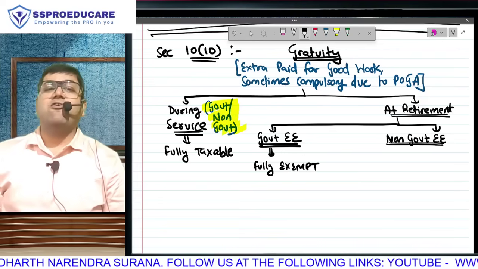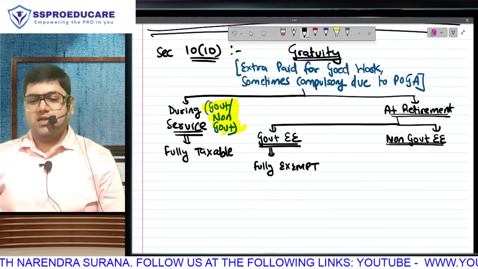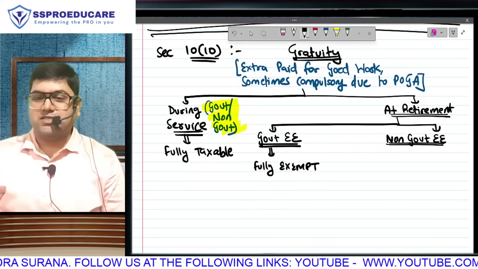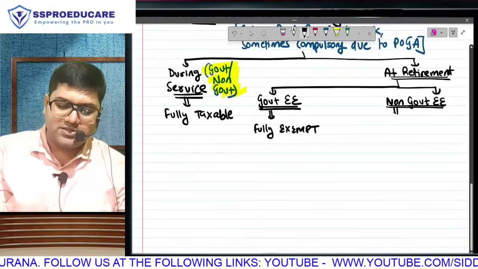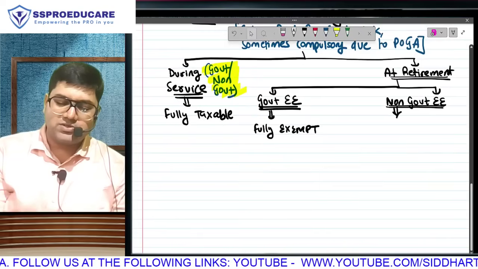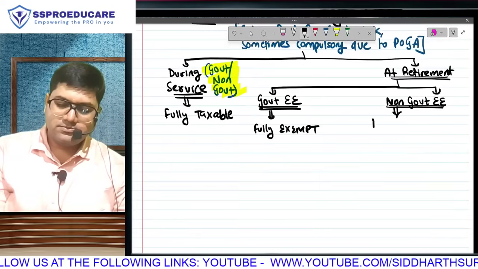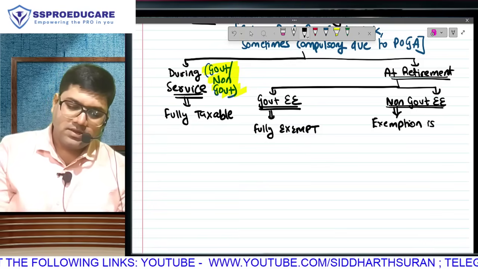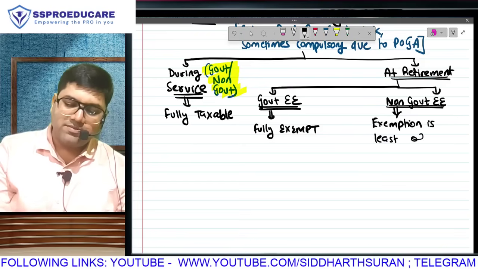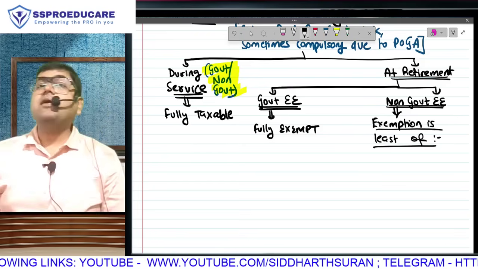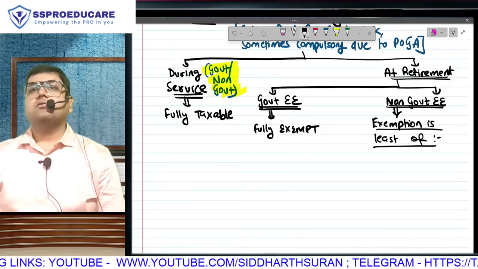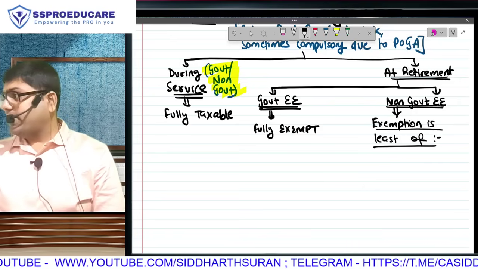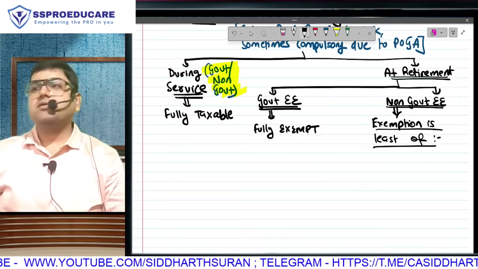And at retirement, for government there is no calculation, it is going to be fully exempt. Non-government employees will also get exemption because it's a big lump sum amount. We have to give you some exemption, but on the basis of the following calculation, the non-government employees' exemption is going to be the least of the following 3 amounts. Means government employees, we don't make any calculation. Amount received is fully exempt. Non-government employees will get some exemption, but there is a calculation.